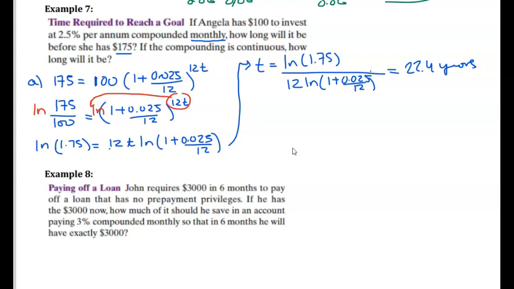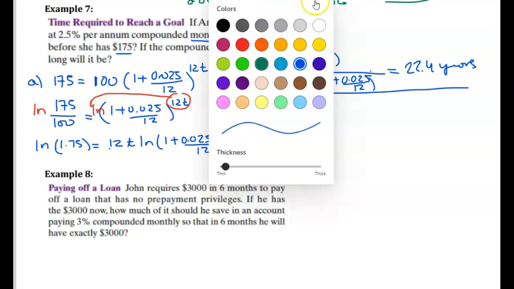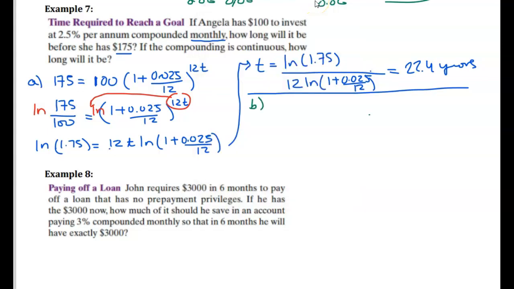That's a low interest rate. Oh, this is a long time to get $75. Wow. All right, let's look at B. It's like, don't do it. Find a higher interest rate.